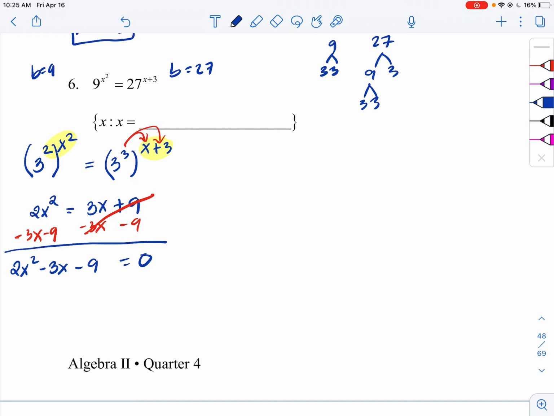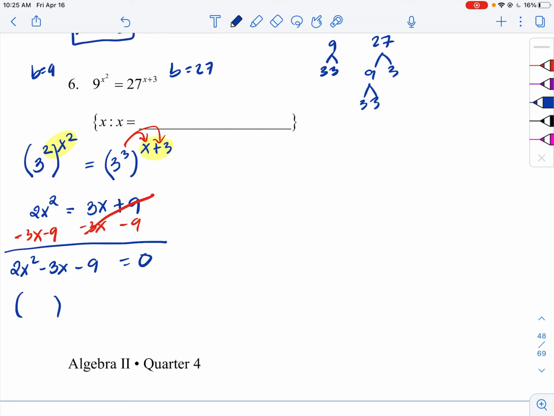Okay, now you have a lot of choices. Do you do factoring? Do you do completing the square? Or do you do the quadratic formula? First, you always have to see if you can factor it. So let's try to factor it.